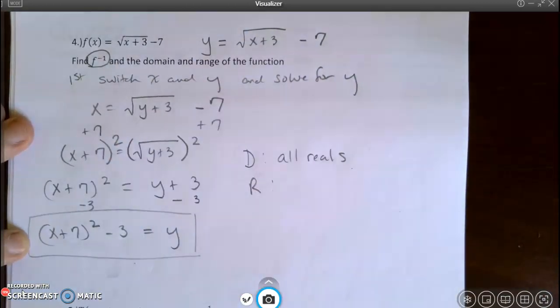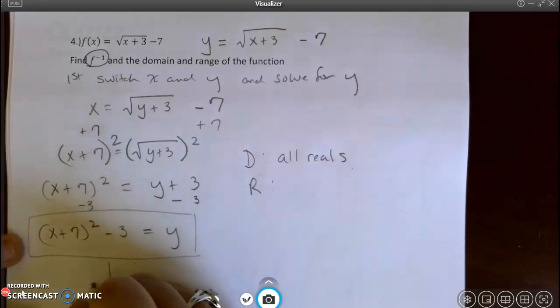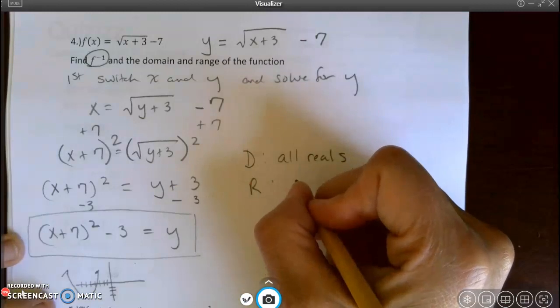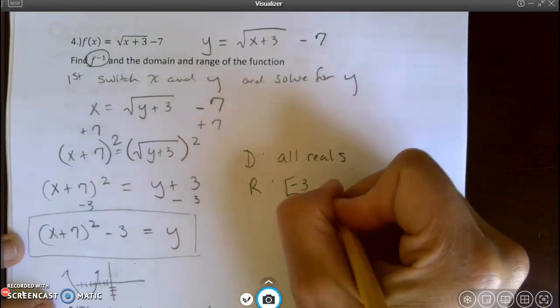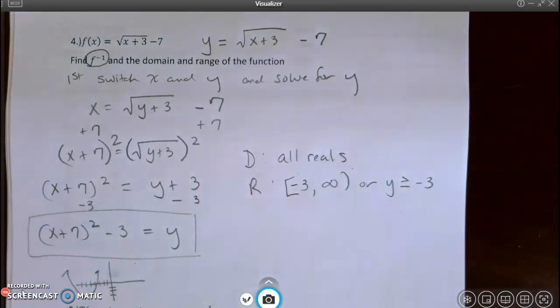And the range, let's look at the range. When I look at this, actually, you know what? I can't do that. When I go to find the range, you could type this in your calculator, but I hope at this point you know that this is a quadratic that is moved to the left 7, 1, 2, 3, 4, 5, 6, 7, and down 3, right here, a quadratic opening up, which means my range starts at negative 3 and goes to infinity, or I could say y is greater than or equal to negative 3. Okay, all right, next.